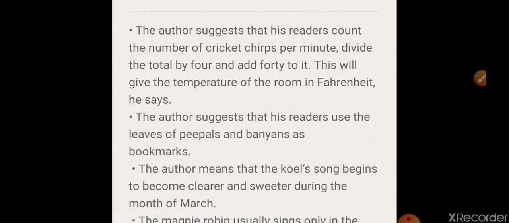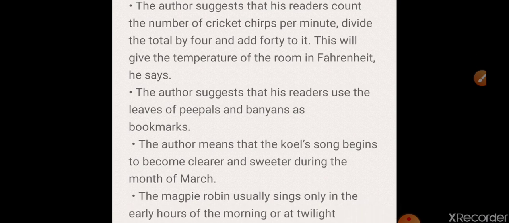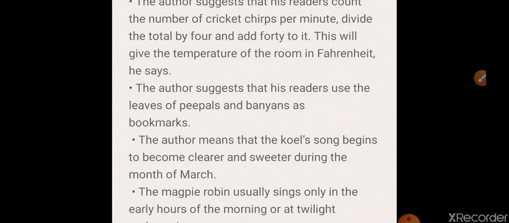Now the second question is, the leaves of which tree does the author recommend as bookmarks and why? So the author suggests that the readers use the leaves of peepals and banyans as bookmarks.